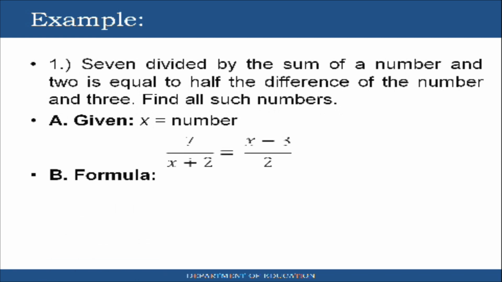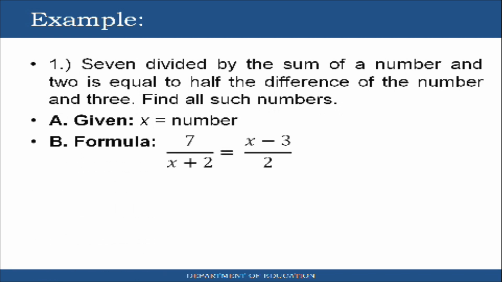And then for the formula, 7 over x plus 2 is equal to x minus 3 over 2. Why? Because 7 divided by, so 7 over the sum. The sum represents addition of a number. So the number is x, so x and 2, so plus 2, is equal to half. So half is 1/2, so 1 over 2, so over 2. The difference, minus, of the number, so the number is x and 3.